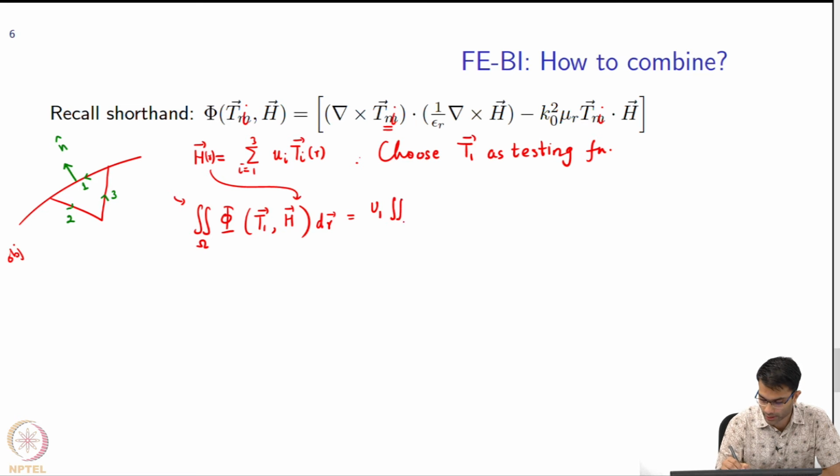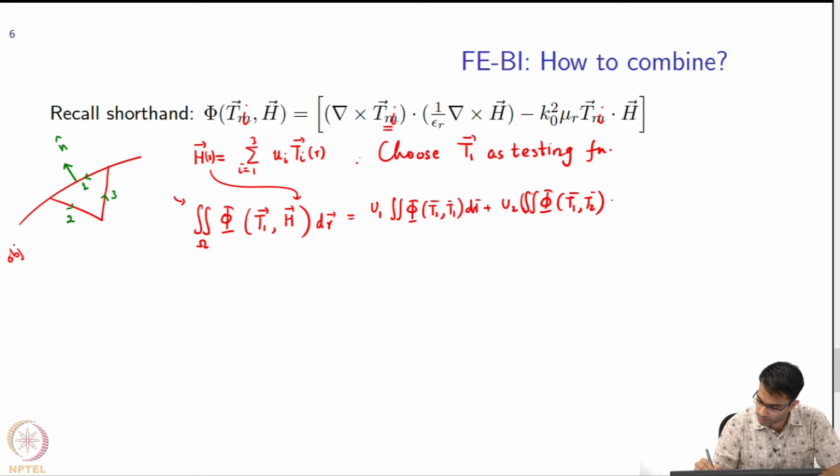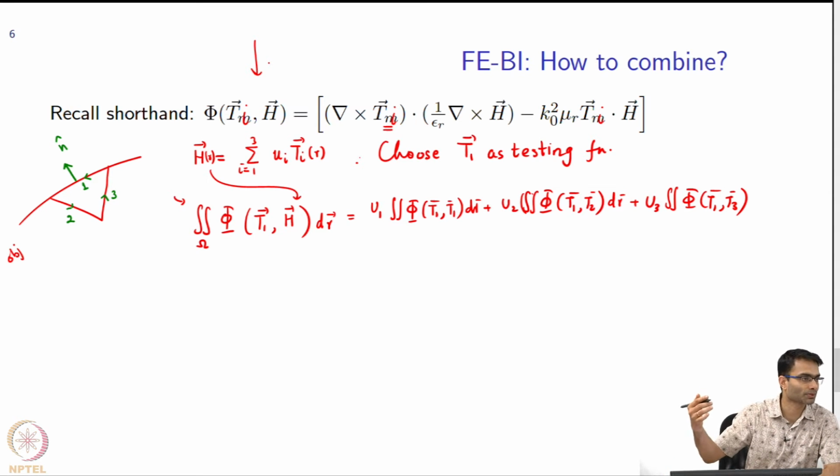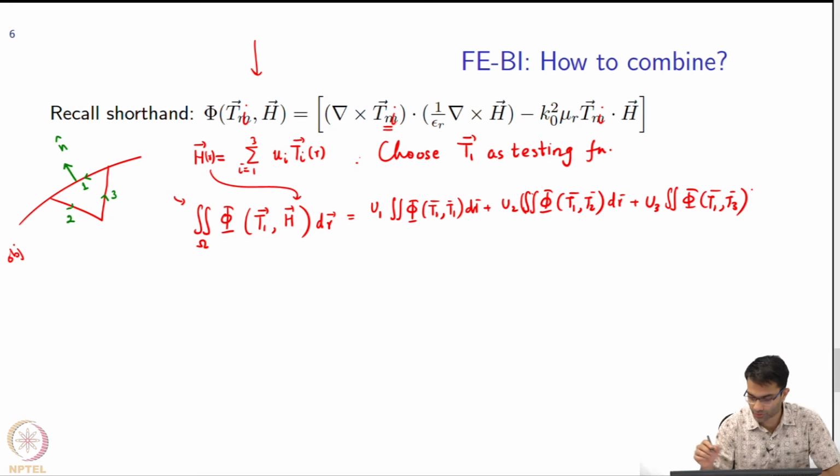So I'll get u1 integral of capital phi of T1 T1 dr plus u2, same thing will happen, capital phi of T1 T2, plus u3 capital phi of T1 T3. You notice this guy is linear in h. If I replace h by h1 plus h2, it will just become capital phi of the sum of those two terms. Right? So this is where I am getting my this row will only involve u1, u2, u3 and no other edges of the entire formulation. That's why it is sparse, right?